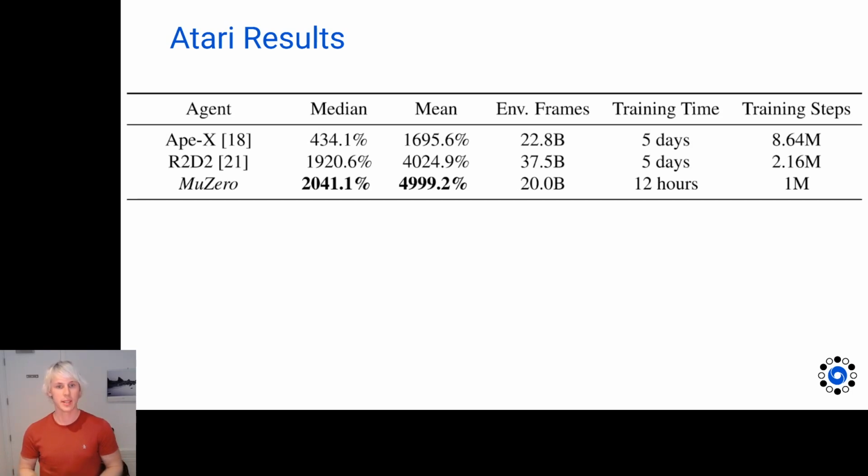Here you can also see the more detailed results for Atari in a table comparing to previous algorithms. And you can also see that we actually used a comparable or even smaller amount of training data. This is important because in Atari, playing strength and mean reward strongly correlates with how much data an algorithm can be trained on.